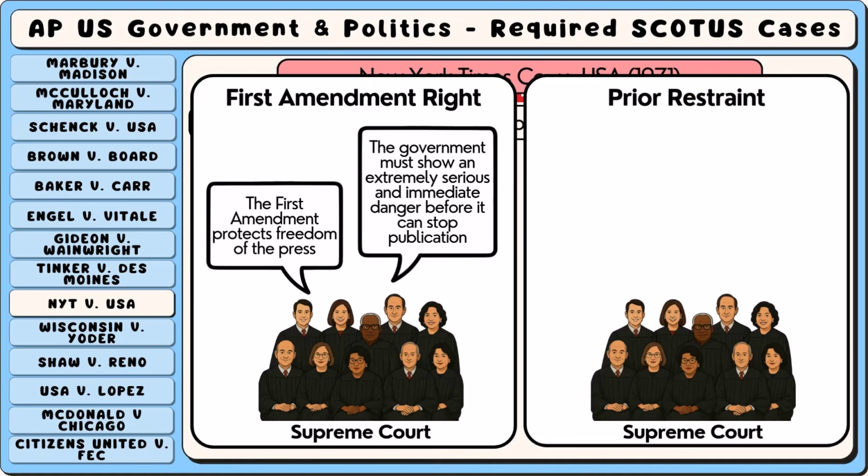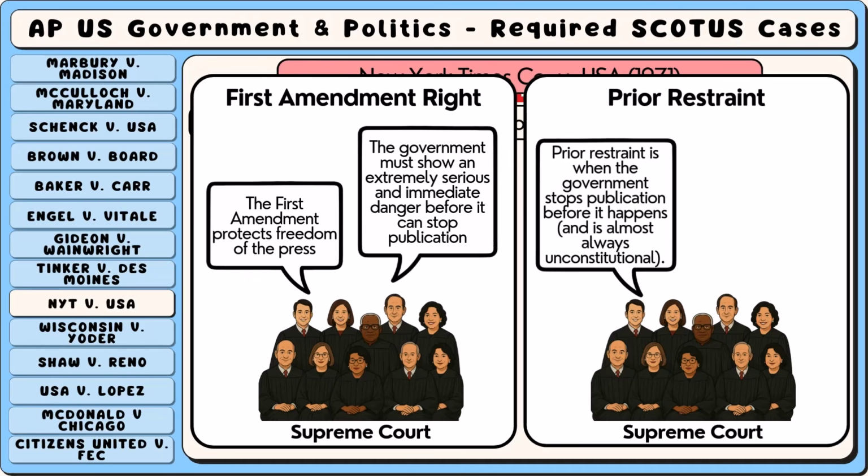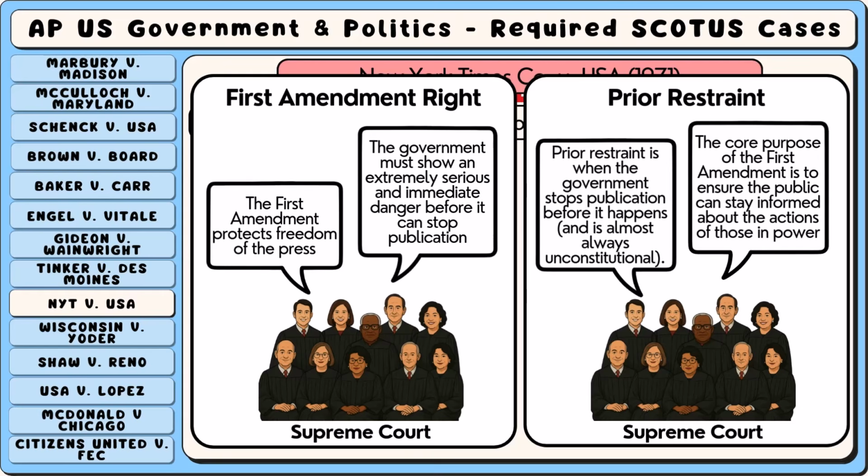Second, the justices invoked a concept called prior restraint. This is when the government stops publication before it happens. The court said prior restraint is almost always unconstitutional. The justices said that the core purpose of the First Amendment is to ensure the public can stay informed about the actions of those in power, and the government cannot interfere in this process.